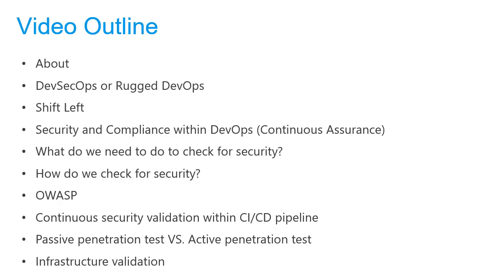After that, I will talk about OWASP, or Open Web Application Security Project, what they have produced, and how this can help us improve our security practices. Then we will talk about continuous security validation within the CI/CD pipeline. After that, I will talk about passive penetration test vs active penetration test and when we can use both of them in the pipeline. Then I will talk about infrastructure validation.